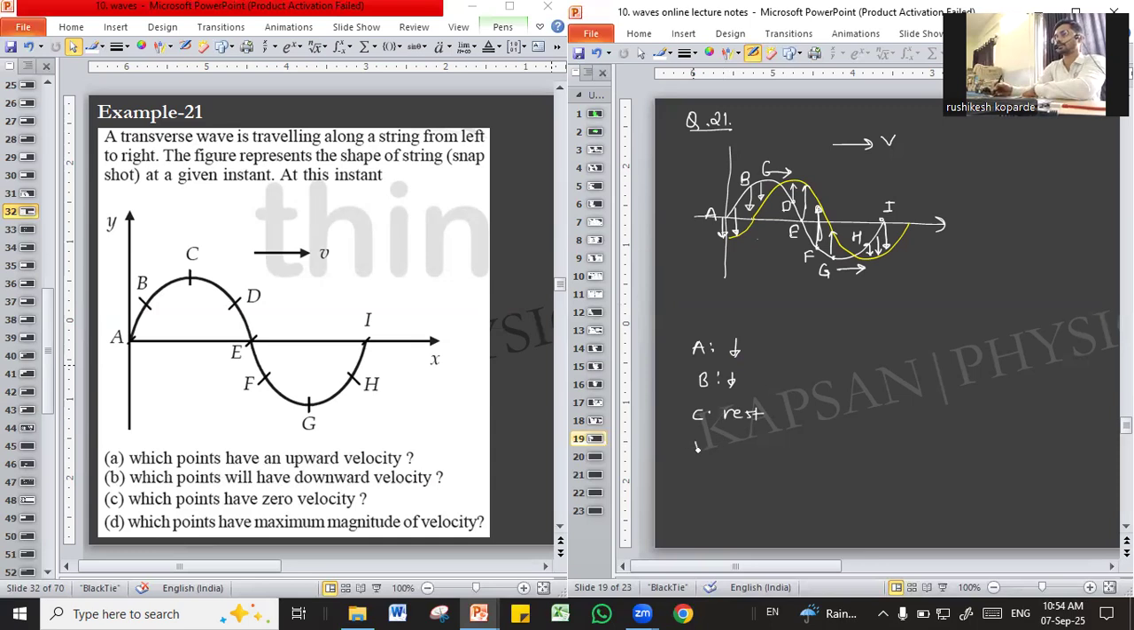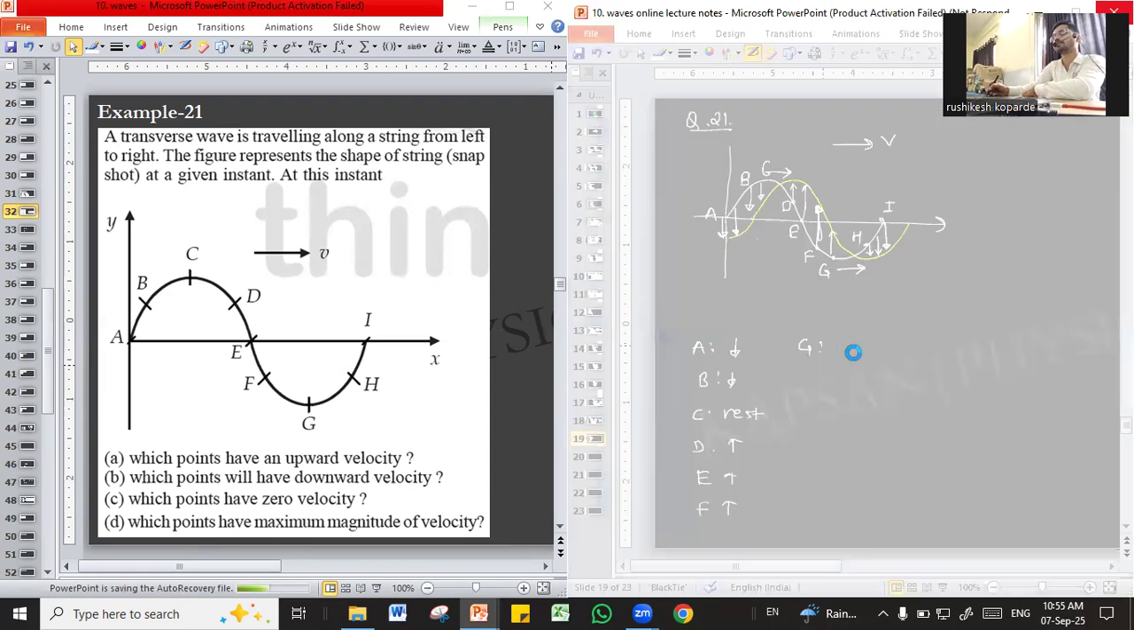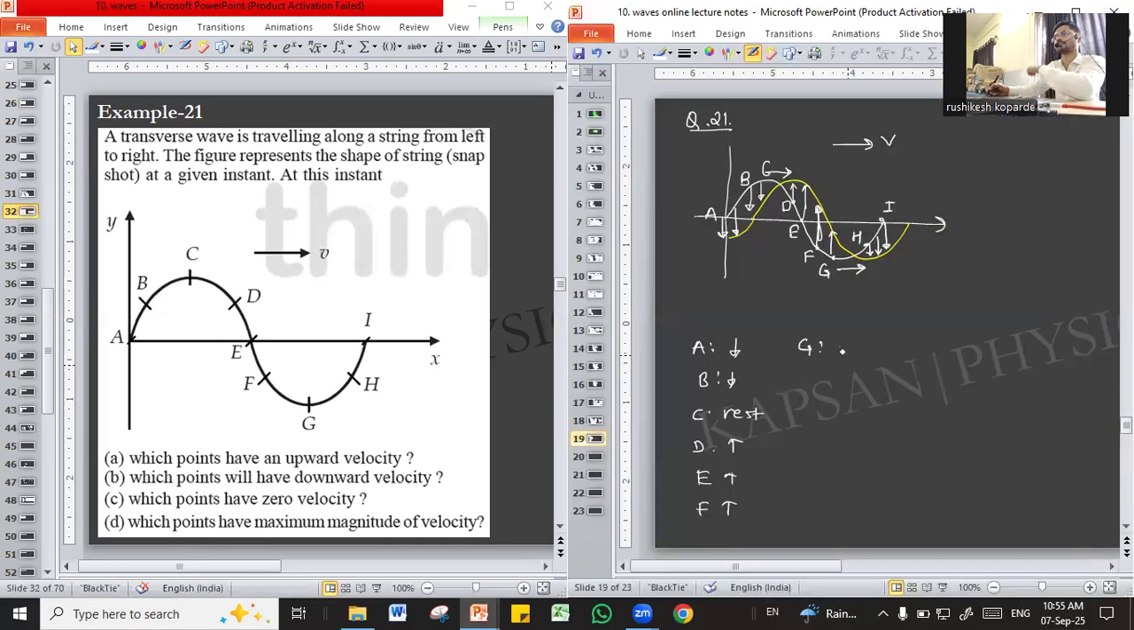D is not at extreme. So it is definitely moving up. After some time also, it will be seen to be moving up. E is at mean. So it is moving up. F is also moving up. G is at extreme. So G is actually not moving. It may seem that this arrow is up means G is moving up. No, after some time it will move up. Right now it is at extreme, so it is at rest.